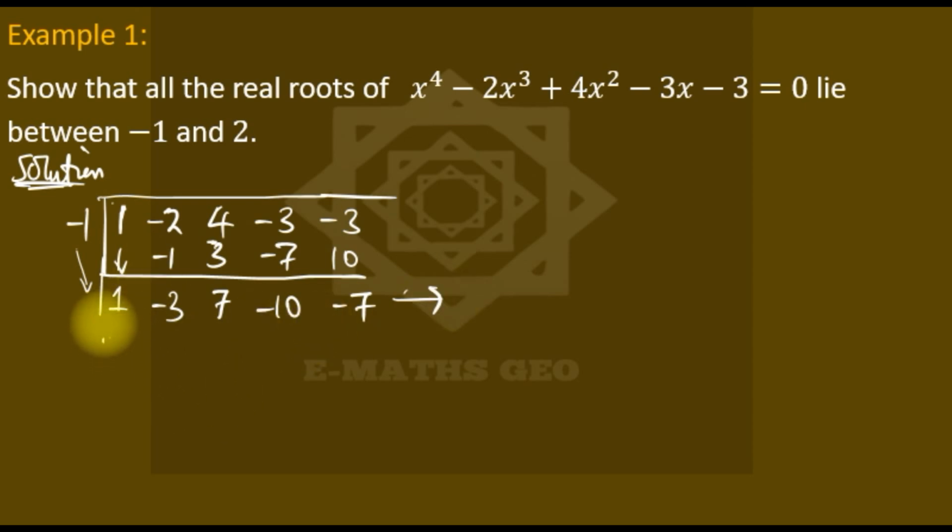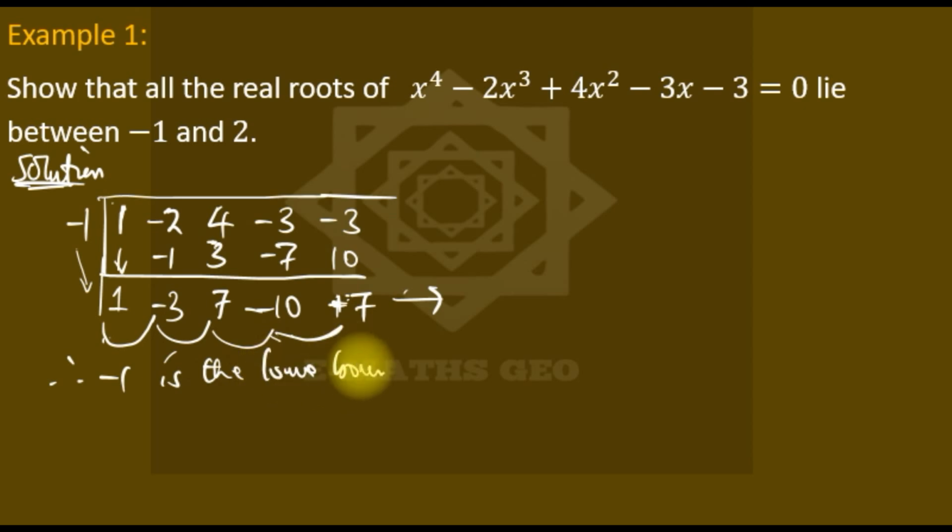check, they are alternating positive, negative. So they are always changing. This is +7, sorry. So they are changing sign. So this is therefore -1 is the lower bound. So the roots will never go below -1.